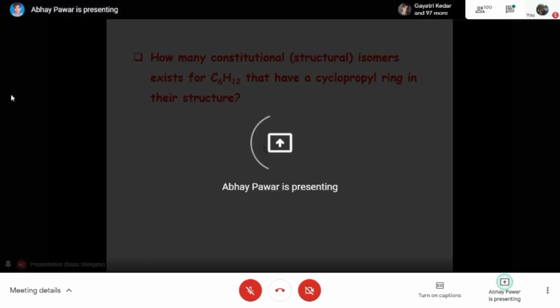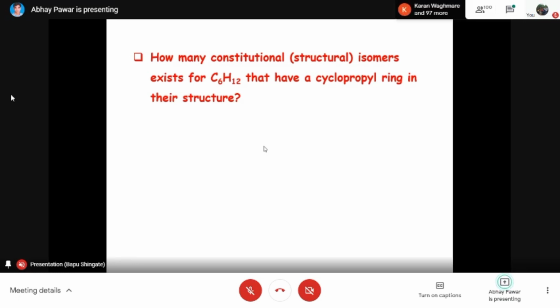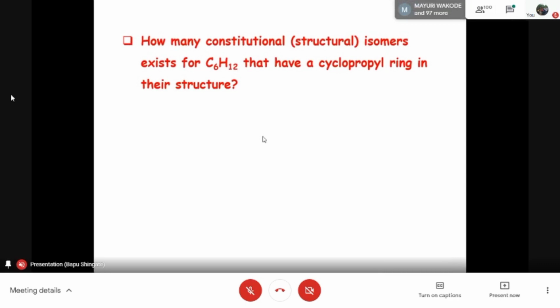But I can modify the question. How many constitutional isomers exist for C6H12 that have a cyclopropyl ring in their structure? This is the first question. Draw all the structures of constitutional isomers, all the expected structures. Then only you will get 100% marks. Otherwise, if your answer is wrong, you will get 0 marks. In this type of question in the university examination, many students will get 0 marks.